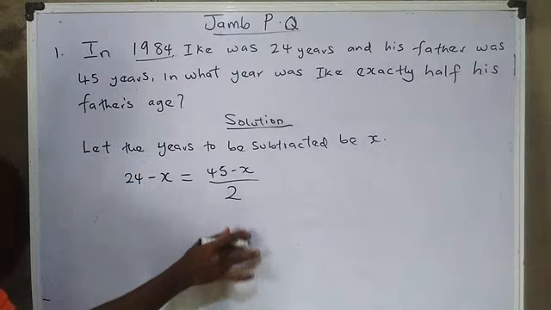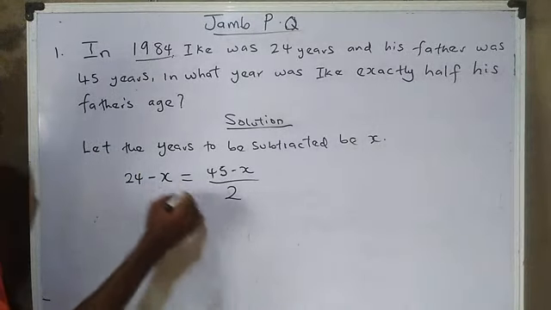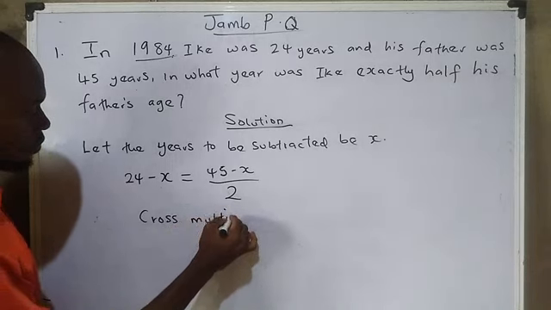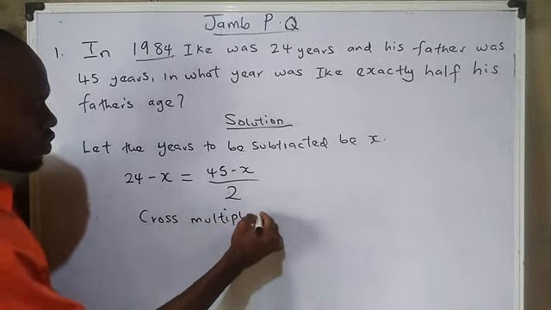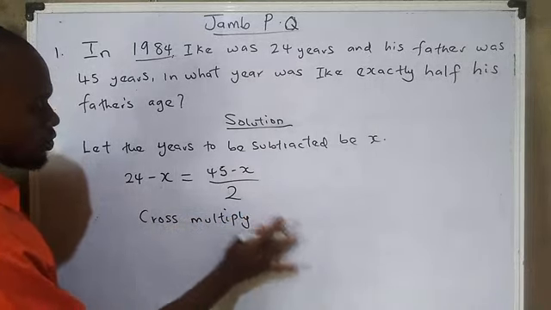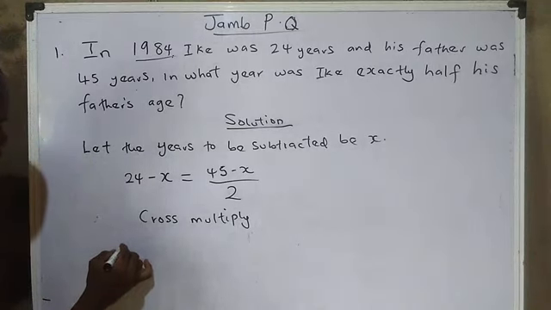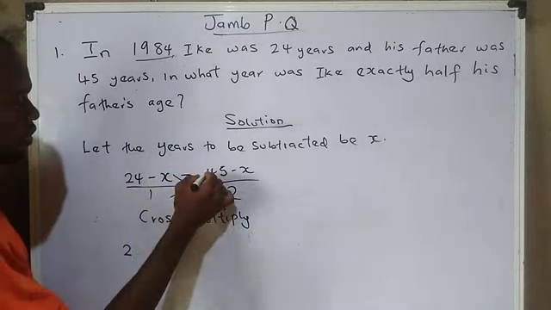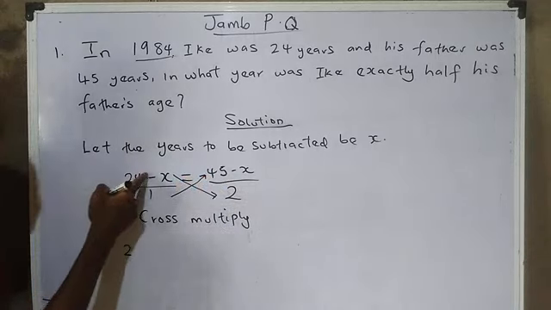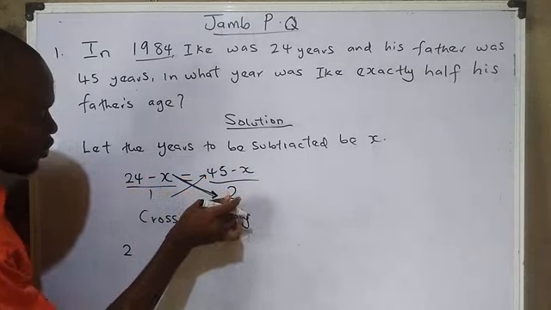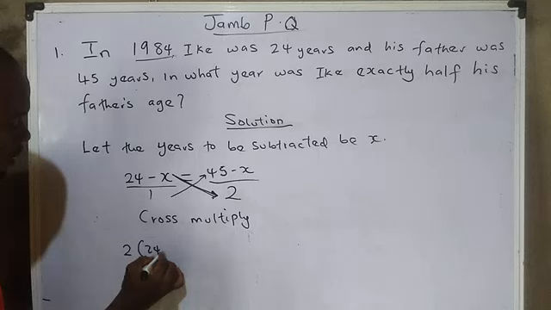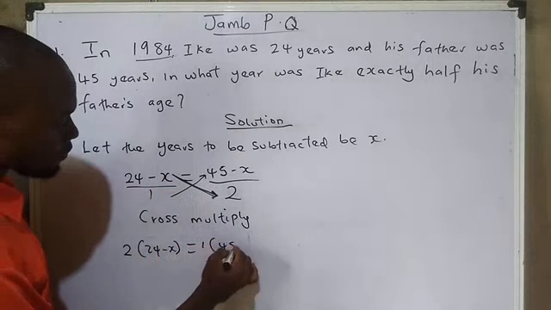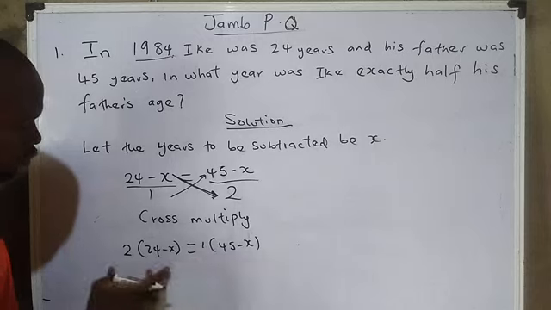So this must be equal to half of 45 minus x, and that's why we are dividing it by 2. So now what you need to do is just basic mathematics, you cross multiply. I think everybody is used to that. So you have this multiplying this, and you can say the denominator here is 1. So that means 2 is multiplying 24 minus x, and this will be equal to 1 multiplying 45 minus x.